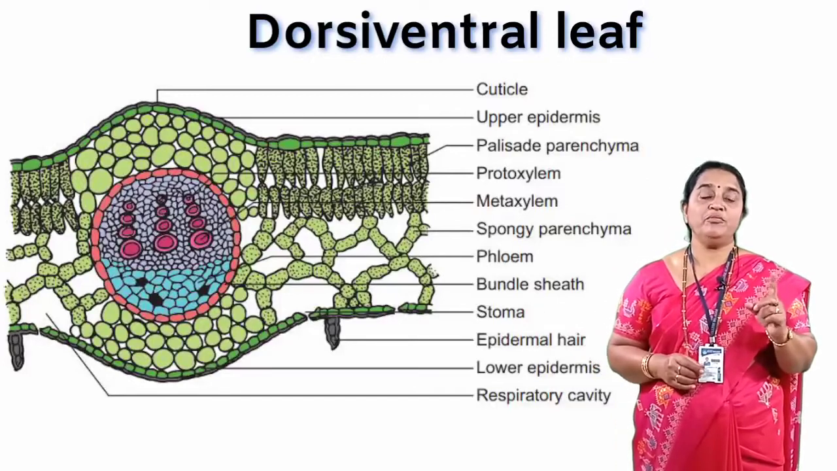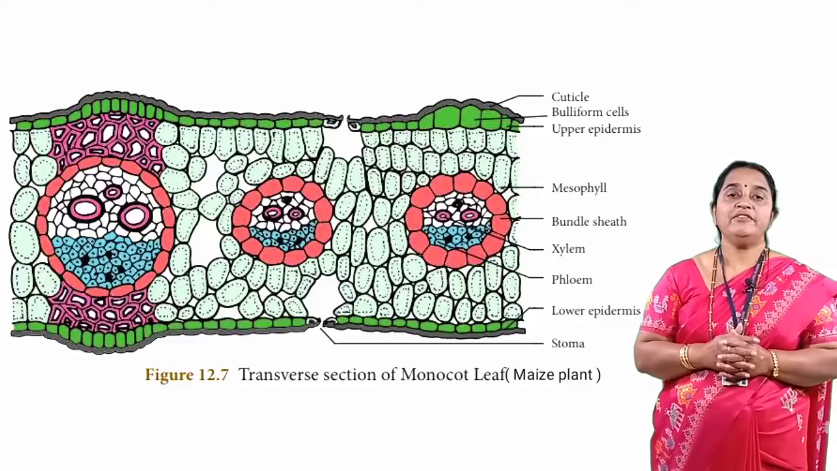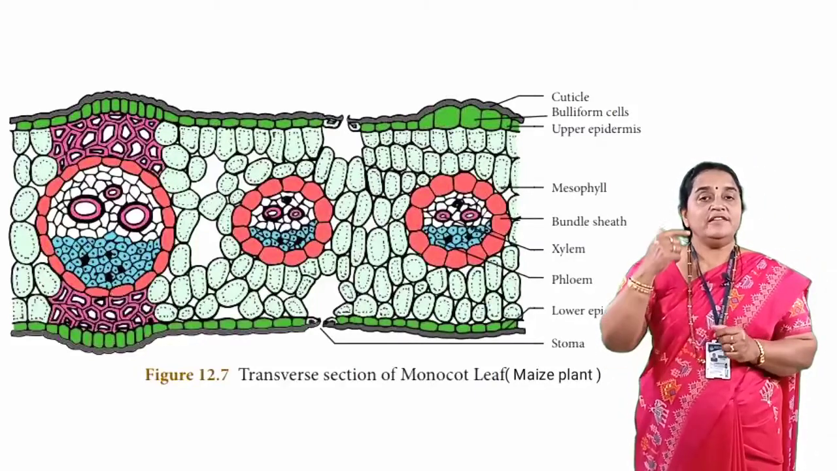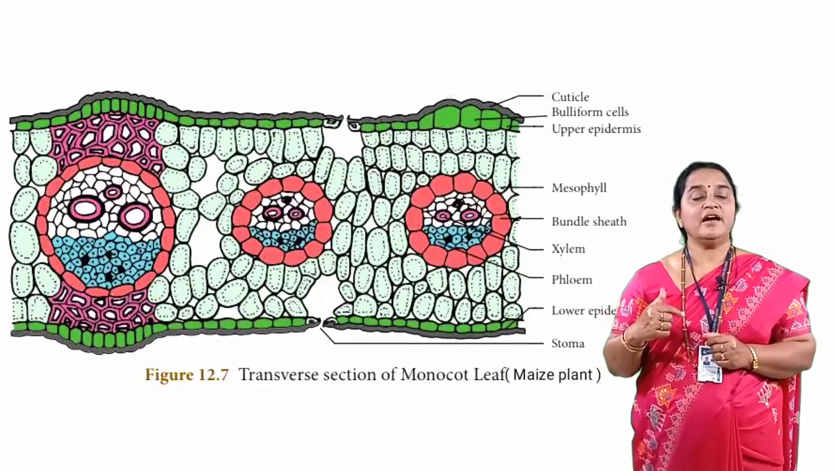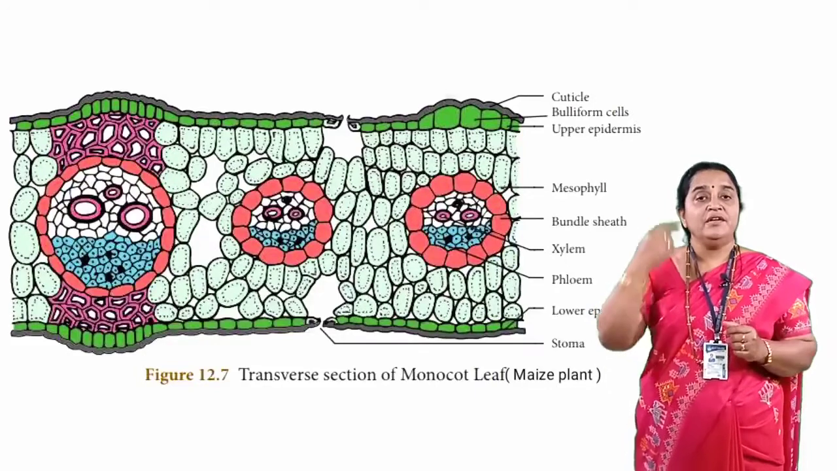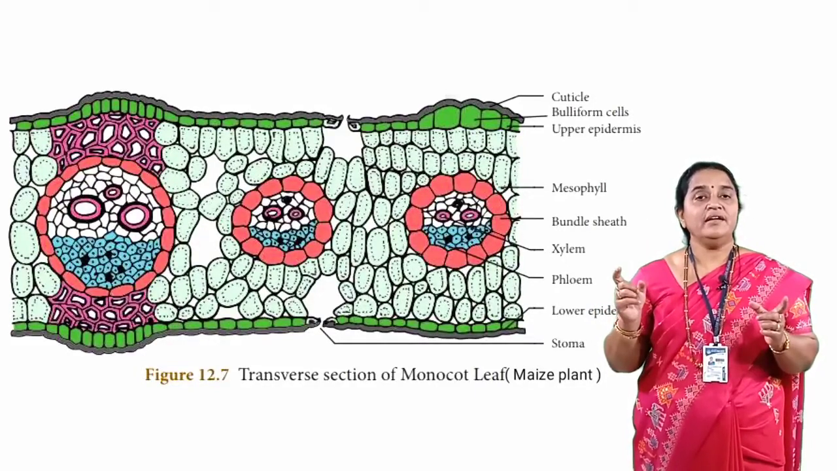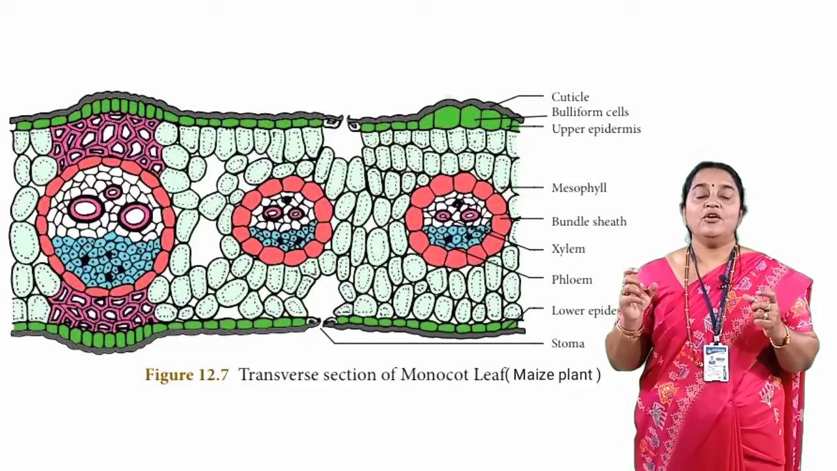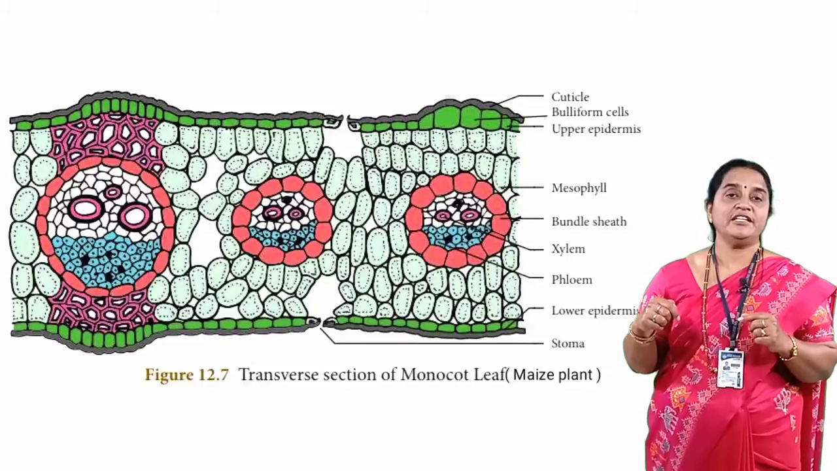Let us study anatomy of monocot leaf. Transverse section passing through monocot leaf. Example, maize. Scientific name is Zea mays. We can see upper and lower epidermis. Both epidermal layers are protected by cuticle. Both sides we can see the minute openings called stomata guarded by dumbbell shaped guard cells. These stomata open during daytime, close during night time. This arrangement is said to be amphistomatic arrangement.